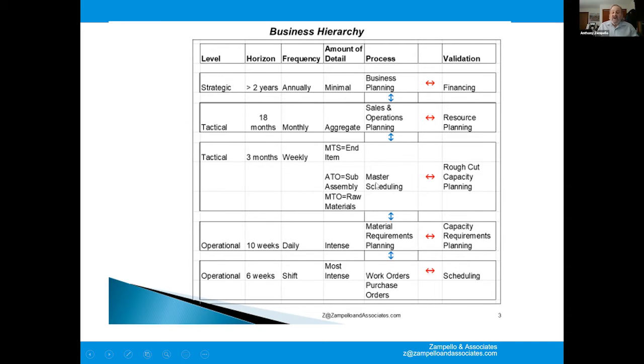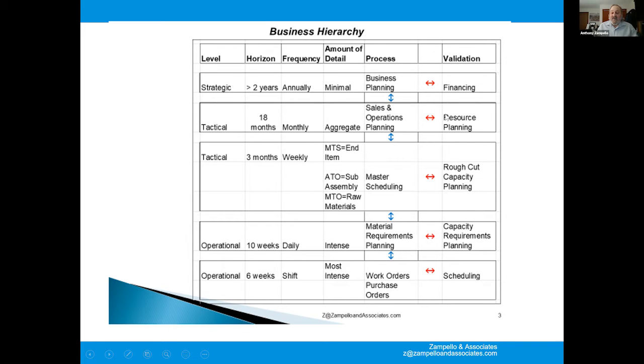Now, one thing you will notice is that the arrow between each of these processes is double-headed. If SNOP passes down a plan to master scheduling, and master scheduling says, no way, not going to work, that has to go back up to SNOP. You cannot just pass down, here's our wish list, good luck with it, see you next month. So all these arrows go both ways.